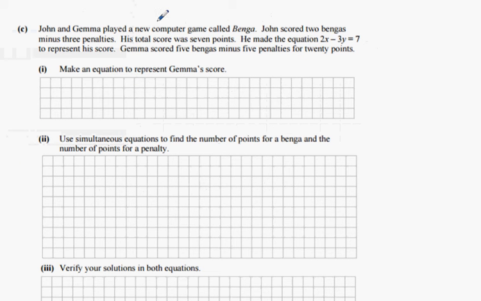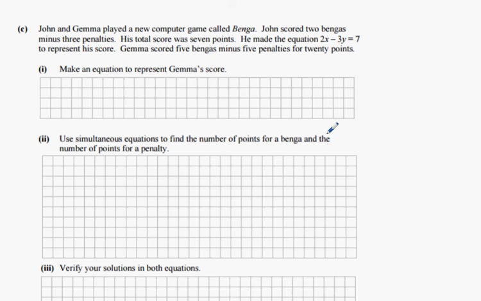John and Gemma play a new computer game called Benga. John scores 2 Bengas minus 3 penalties. He scores 7 points. This is an important question because you're going to come across something similar to it. Gemma scored 5 Bengas minus 5 penalties for 20 points. Make an equation to represent your score.